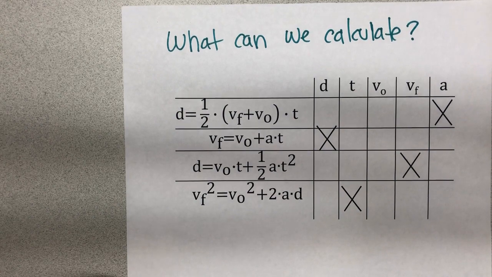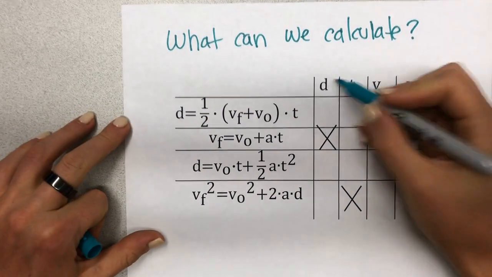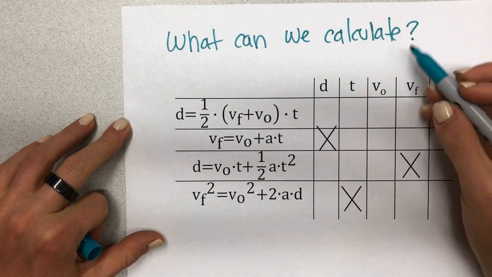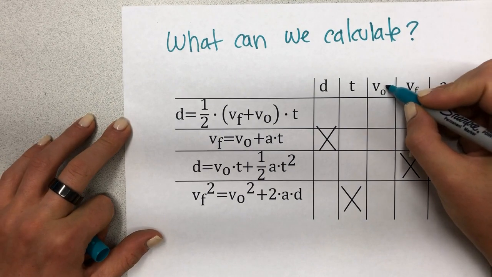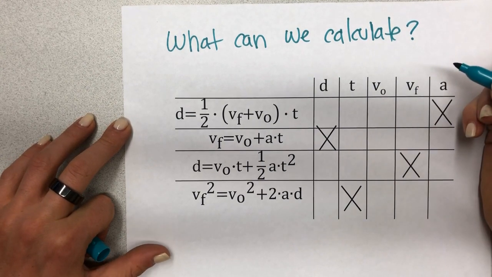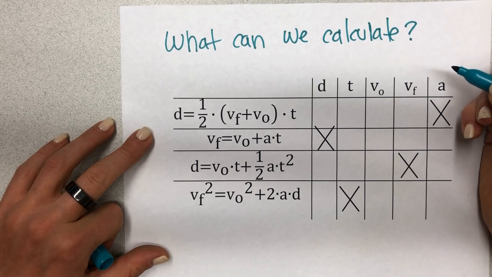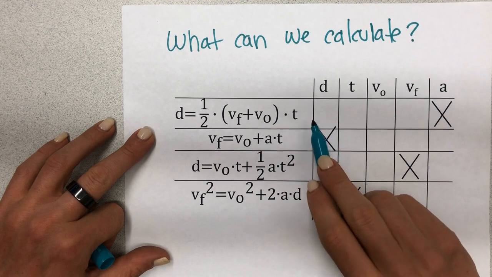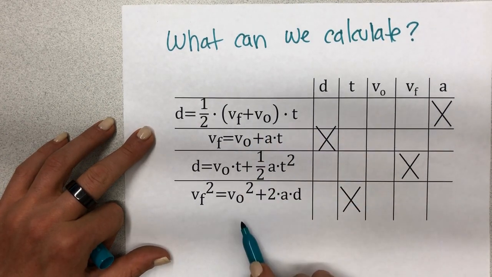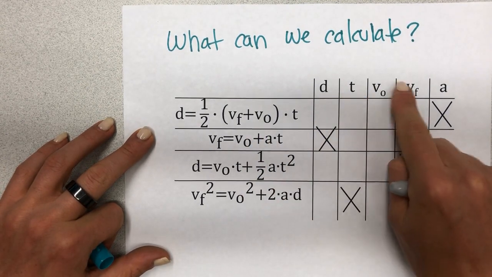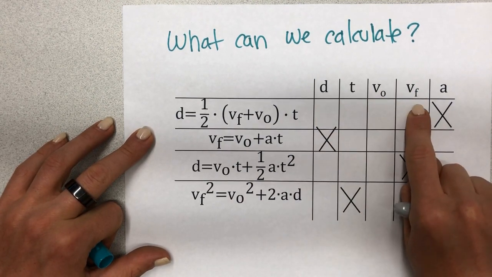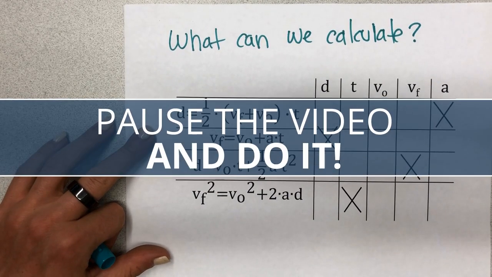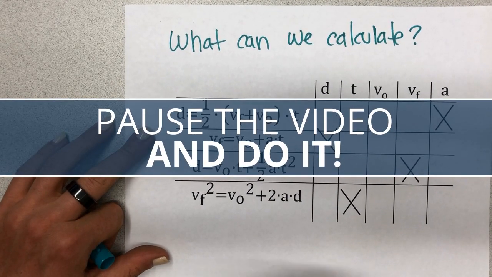All right, so what can we calculate? Well, we can measure distance. We know that we can measure time with our stopwatch, and we know that our initial velocity is going to be 0. What if I wanted to find the final velocity? Well, I just have to select the equation that has the 4 variables that I want. So I want these first 4 variables, and the only equation that has all 4 of those variables is this first one. What I want you to do is pause the video and solve this for final velocity.